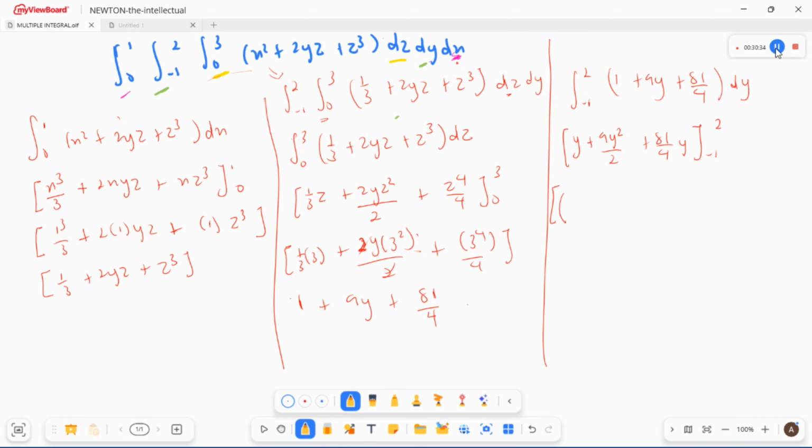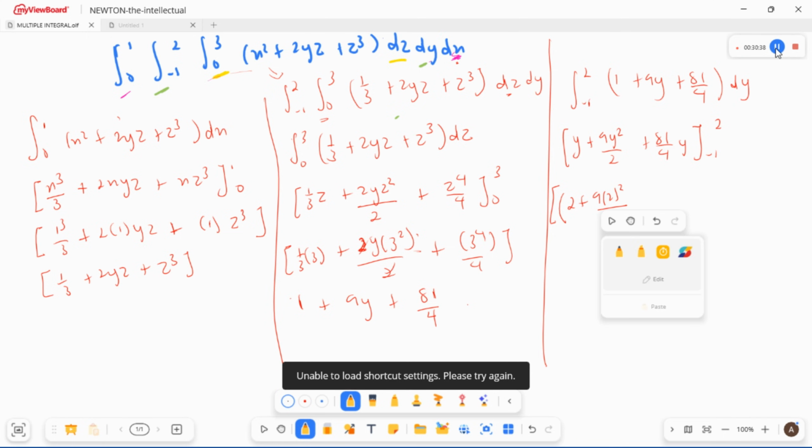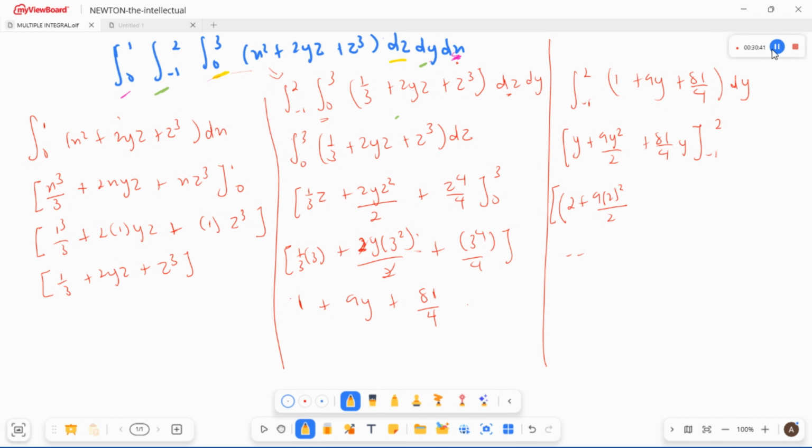So we're going to have 2 plus 9 times 2 squared over 2, plus 81 over 4 multiplied by 2, everything bracketed, minus, we have minus 1 plus 9 times minus 1 squared over 2 plus 81 over 4 multiplied by minus 1. Sorry, I'm trying to manage the space that we have.